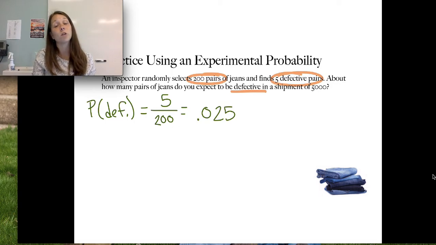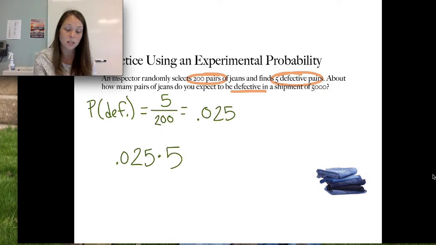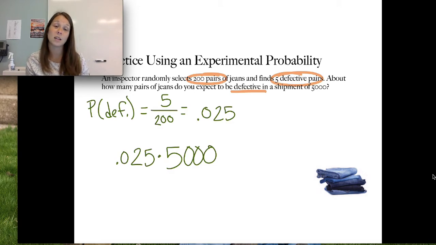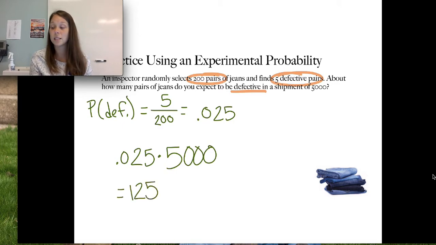So now, to figure out and make a prediction on a larger scale, we're going to take this decimal and multiply that by the larger number. So we're going to take this number of 0.025, multiply it by the 5,000 to figure out what would we predict to be the number of defective jeans out of 5,000 if we know that there was a 0.025 chance of getting defective jeans out of 200. So we multiply this by 5,000 and we get 125. So now we would write a sentence that says there are about 125 pairs of jeans that are defective out of the 5,000.